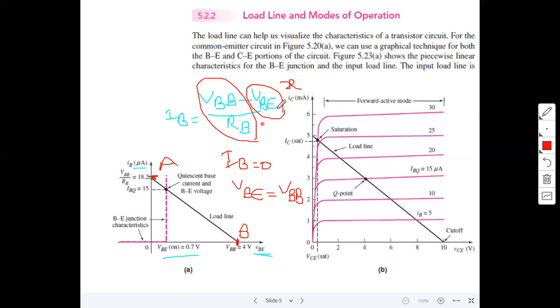Point B, same in the input KVL expression. Y axis value is equal to 0. What is the Y axis? IB is equal to 0. Then VBE is equal to VBB. Now connect these two.